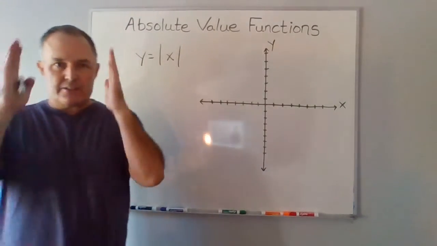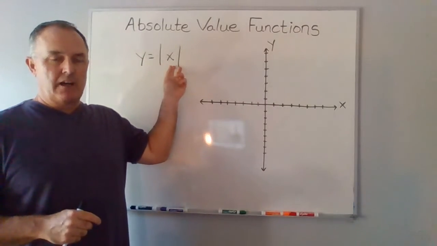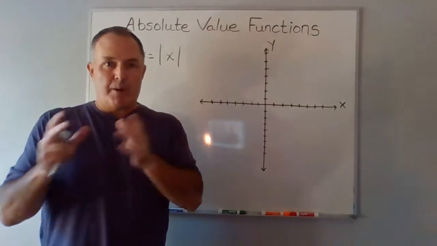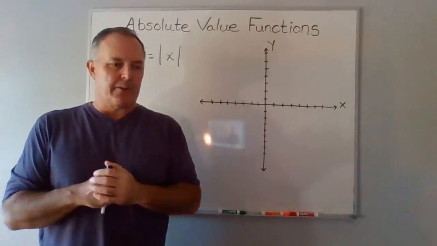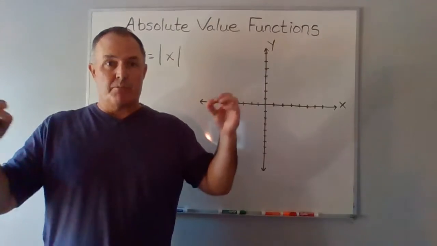What this means is these two vertical lines. What it means is any value inside the two vertical lines, whether it's negative or positive, we're going to give it a positive value. Absolute value actually means the distance something is from zero.